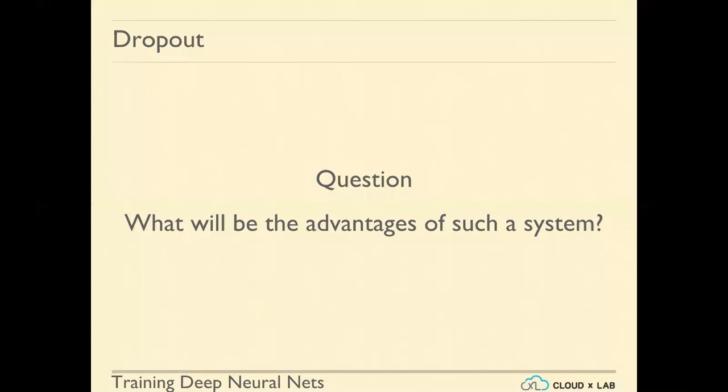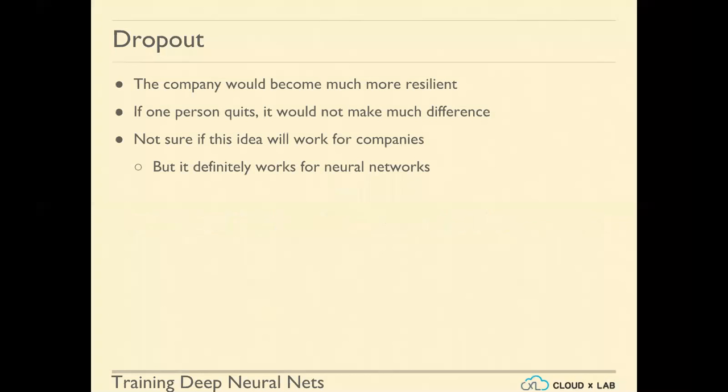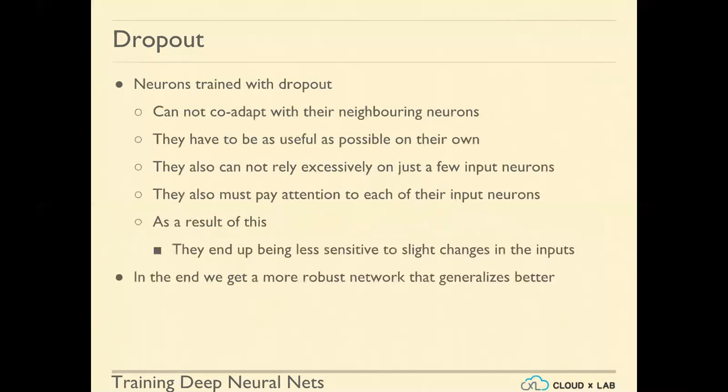So now, what would be the advantages of such a system? The company would become much more resilient. If one person quits, it would not make much of a difference. Not sure if this idea will work for companies, but it definitely works with neural networks. All right. So neurons trained with dropout cannot co-adapt with their neighboring neurons. They have to be as useful as possible on their own. They also cannot rely excessively on just a few input neurons.